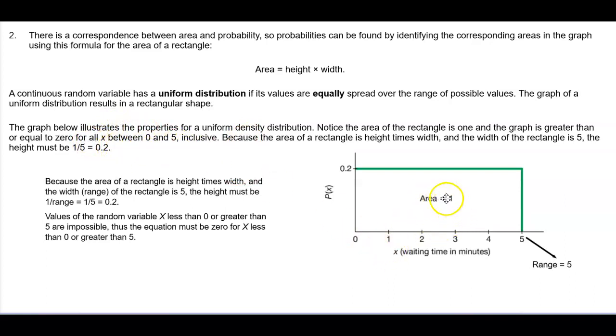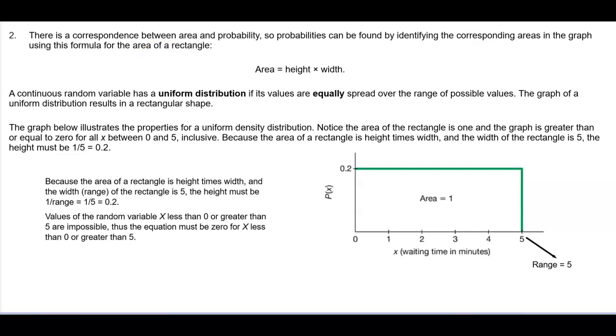So here we have the area is equal to 1. We're going from 0 to 5, and it's inclusive. Now, because the area of a rectangle is height times width, and the width of the rectangle is 5, the height must be 1/5, which is equal to 0.2. How do we know that? Well, here's the following.